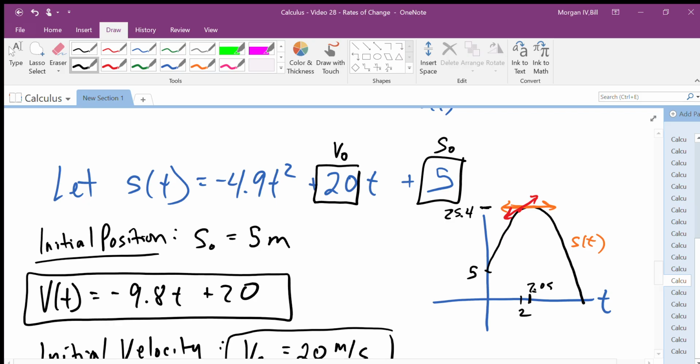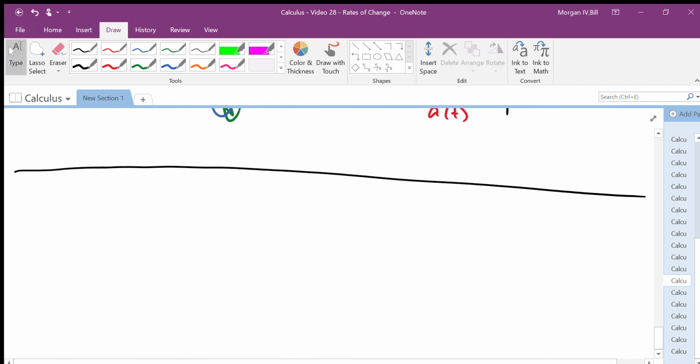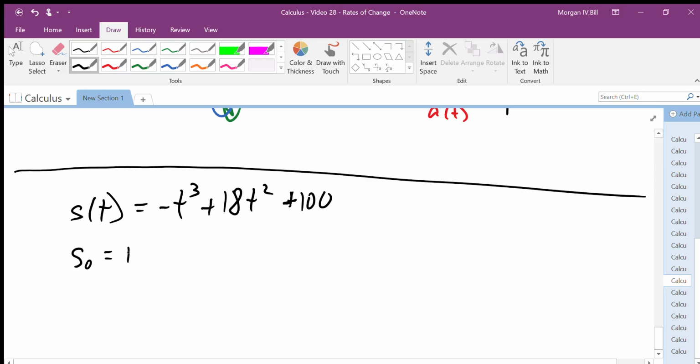But like I said, sometimes that gets old, and we start talking about things like particles, which don't necessarily follow all the rules of gravity. And so we can just create our own different functions for position, such as negative t cubed plus 18t squared plus 100. Okay, let's start here. What's the initial position? What is s naught? Hopefully you said that's 100 meters. Or centimeters, whatever we're talking about. I didn't give you units, but let's just go with meters.